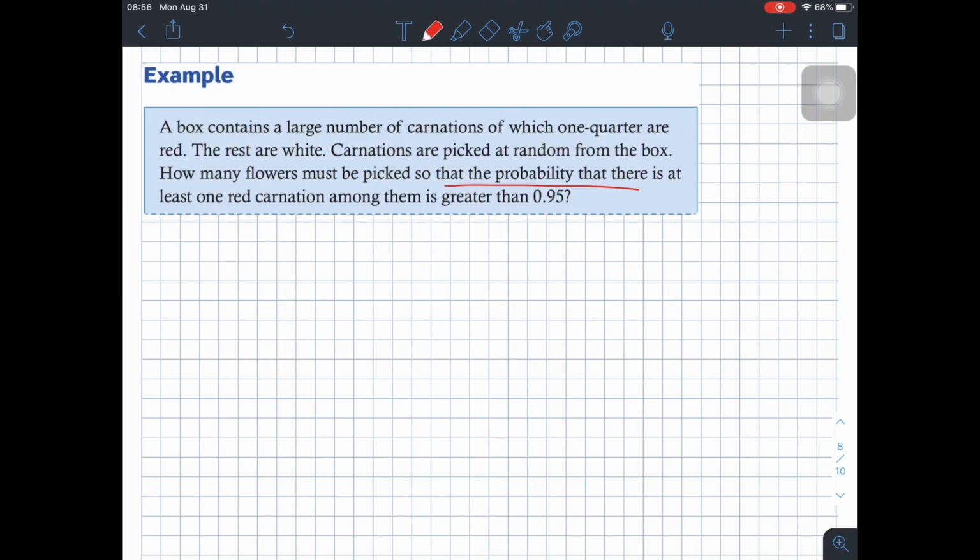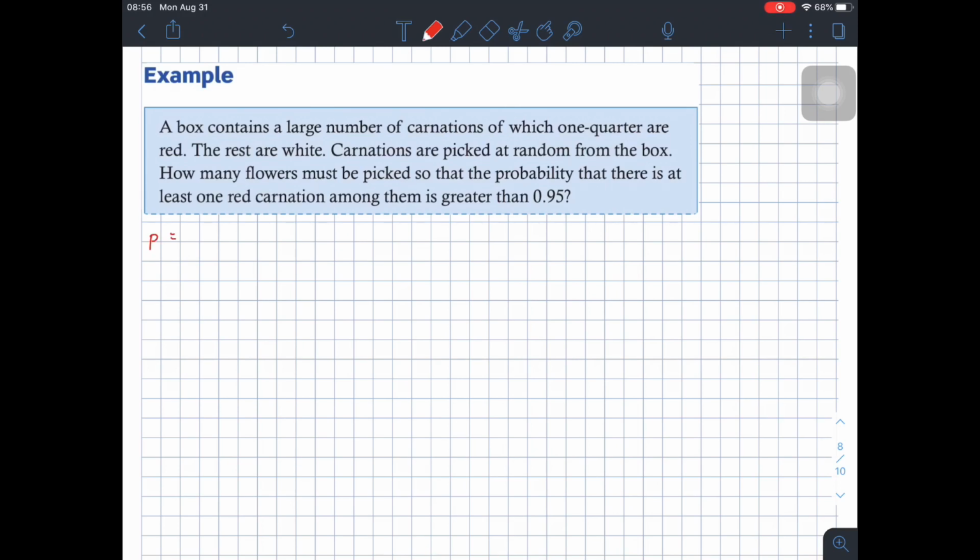is greater than 0.95? Okay, this is an interesting problem because it already gives us the probability, right? But we now want to find the number of flowers that must be picked in order to get this probability. So things change here a little bit. Let's write our information first. Our objective is to get red carnation, right? So the probability of success for red carnation is 1/4, it says, right? So we're going to write this.